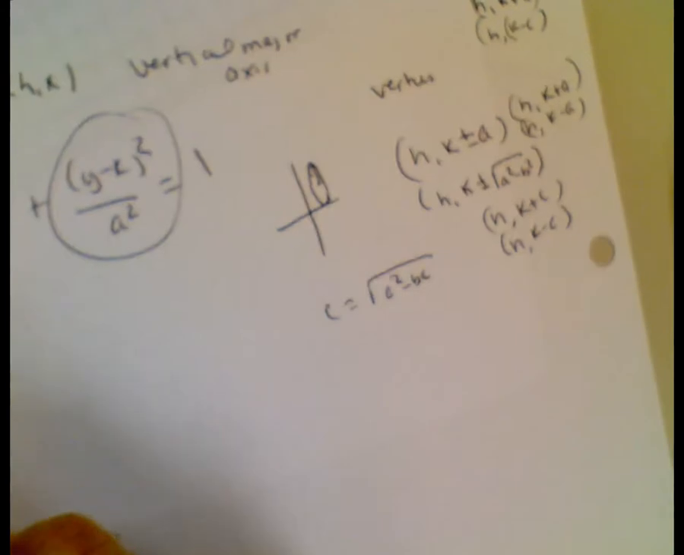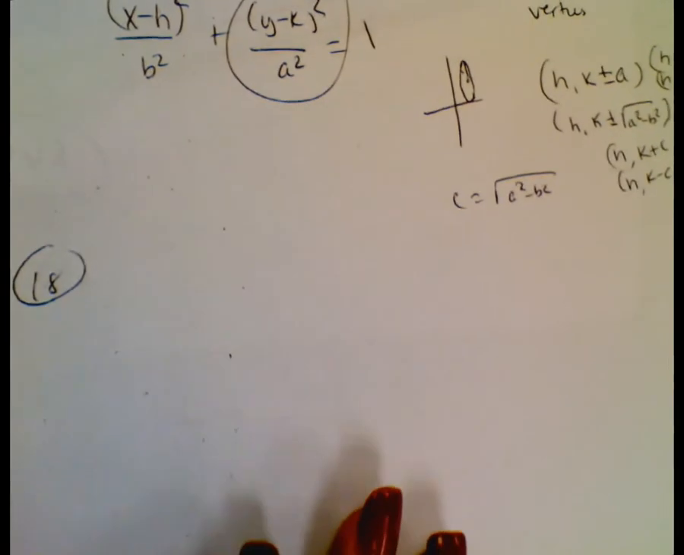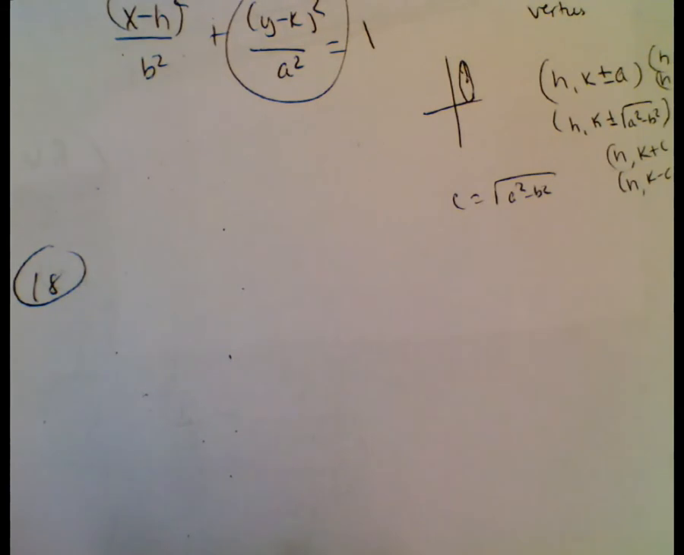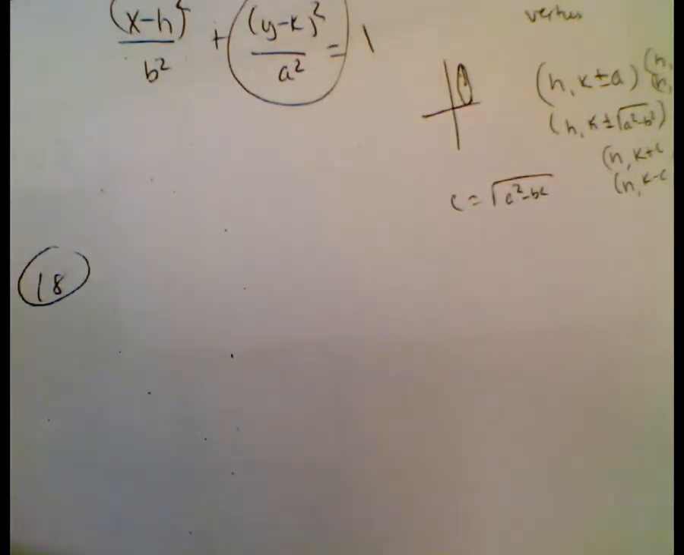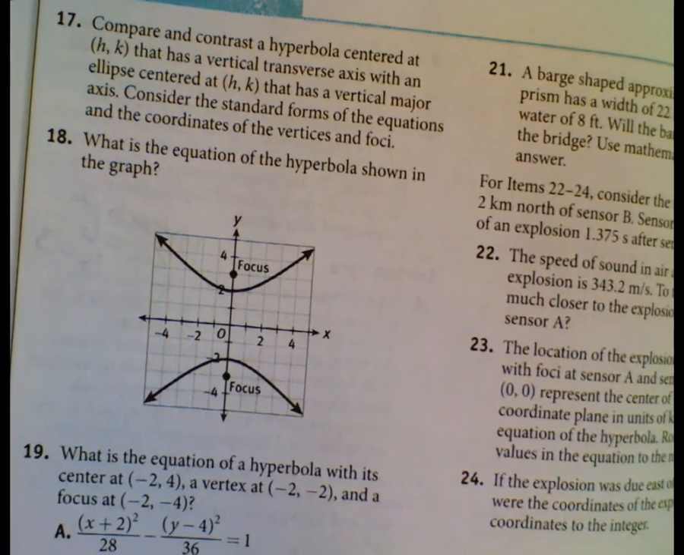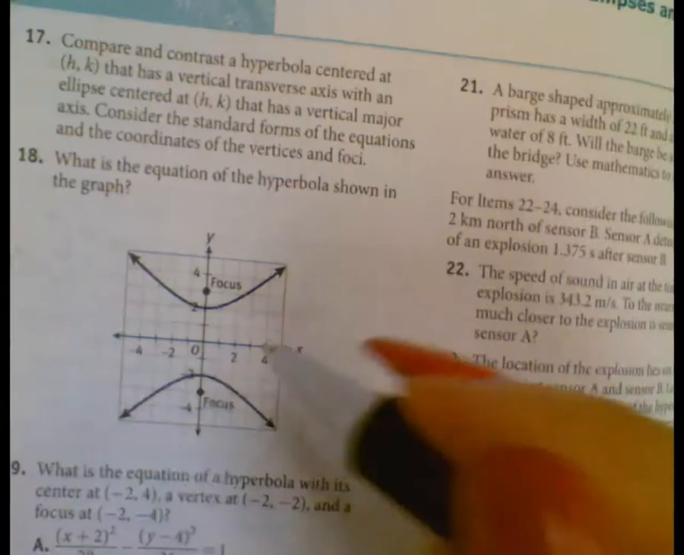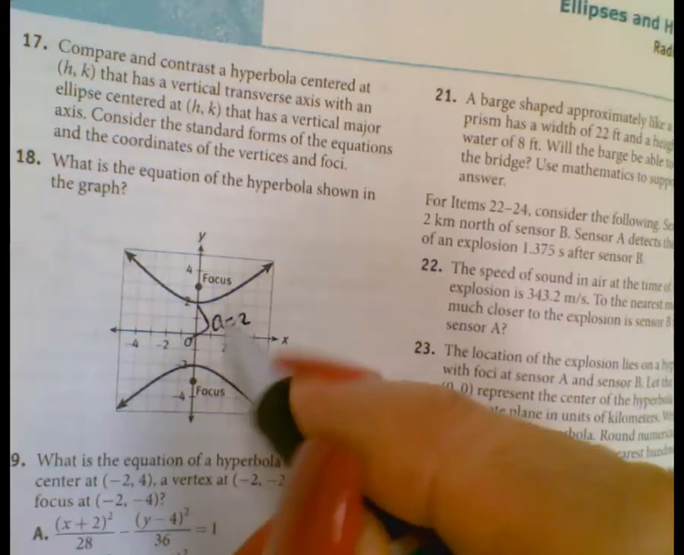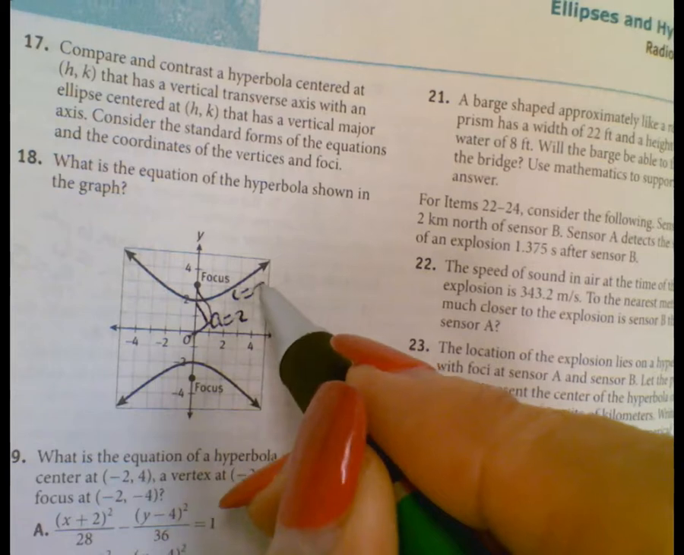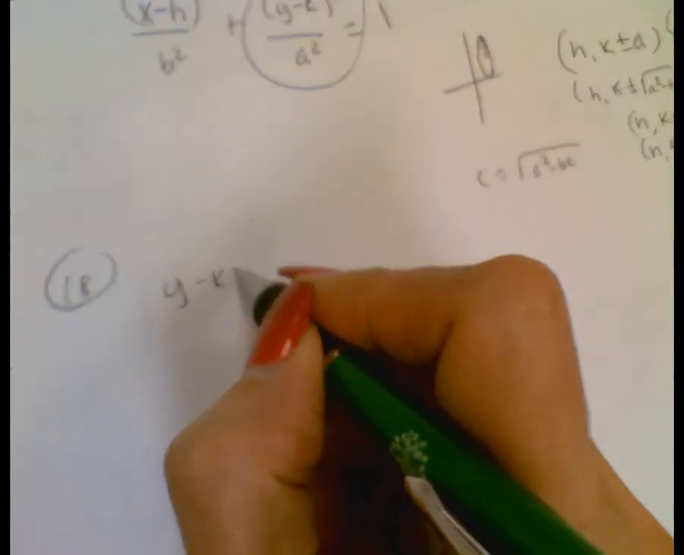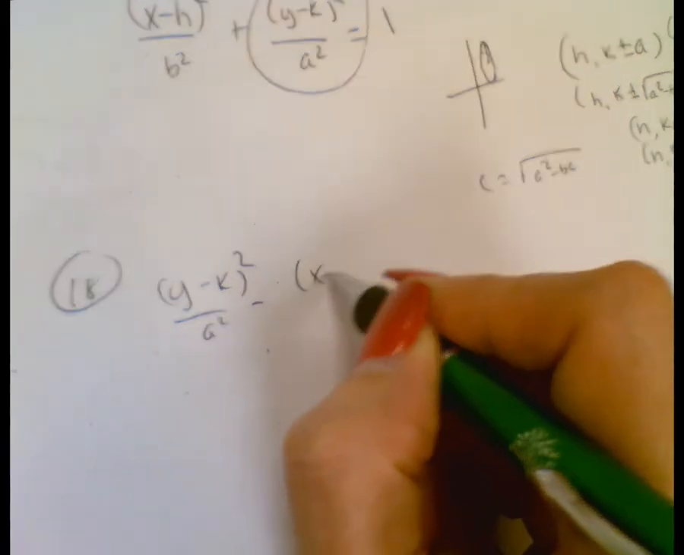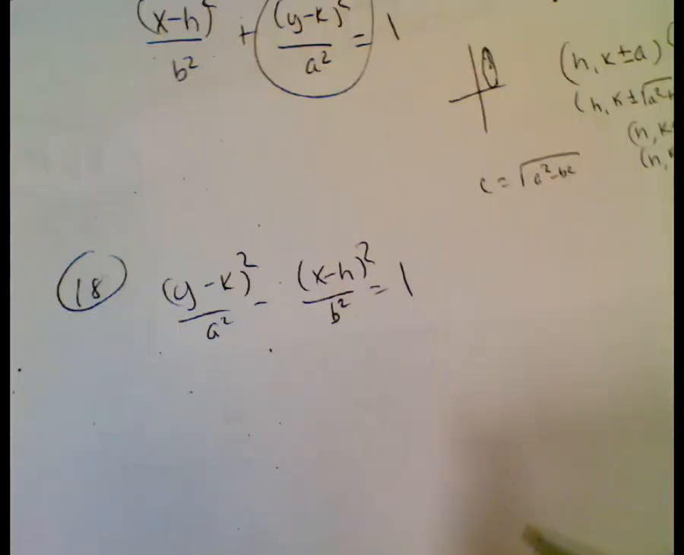So 18. Let's look at the book here. We want an equation of this hyperbola right here. Do you notice how it opens up and down? And it has an a of 2, and it has a c of 3. So the focus is 3 away, and the a is 2 away, and it's up and down. Because it's up and down, we're going to have the (y minus k) squared first. Start with that. You have to have the right one written down before you can get it right.